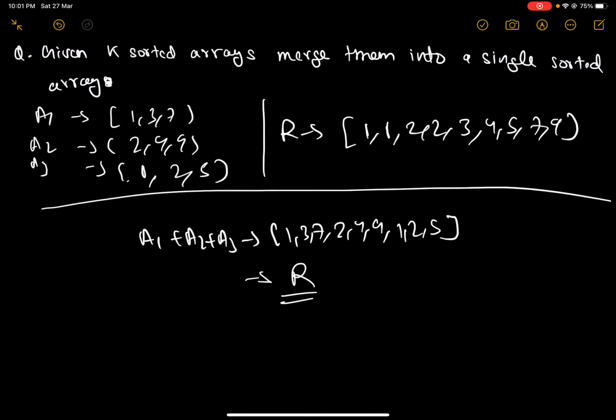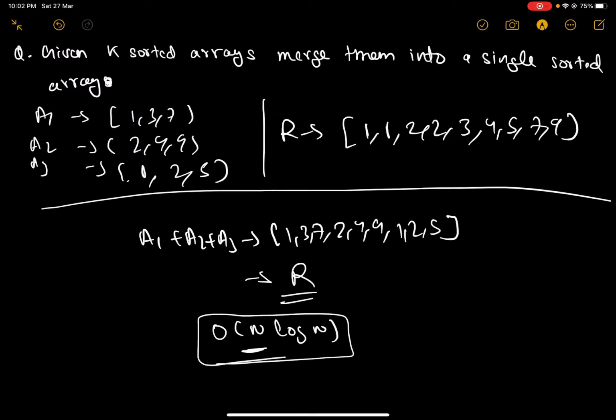The issue with this approach is its time complexity. The time complexity is n log n, where n is the total number of elements in all of these arrays combined together. So how do we improve upon this complexity? Let me just clean the page a bit and then we can move ahead with that.